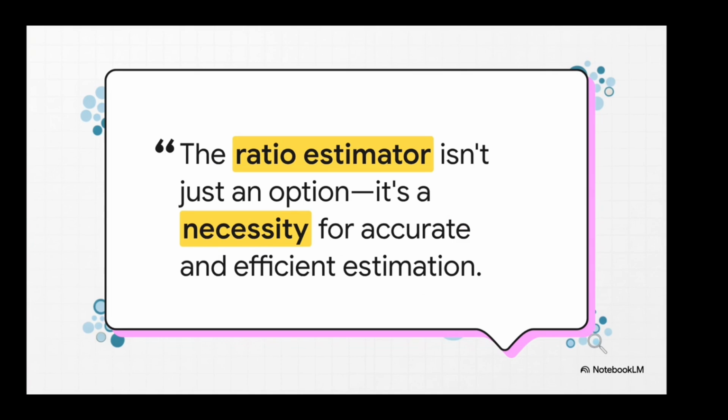So what's the big takeaway here? What's the bottom line? It's that when you're out in the real world, dealing with clusters that are all different sizes, and there's a connection between a cluster's size and its total, you can't just ignore it. The ratio estimator correctly uses that relationship to give you a much more stable, much more efficient, and ultimately, a much more useful estimate of the population mean.